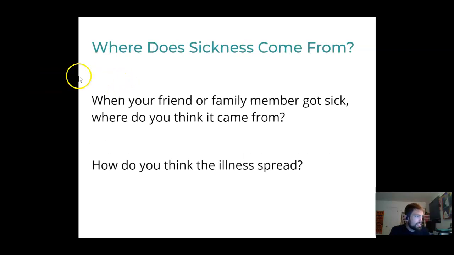All right. When your family or a family member gets sick, where do you think they caught the illness? Does anyone else get the same illness, and how do you think it spread? Do you think animals get sick like humans do? I want you to think about this and answer it in number 3 and on the slide here.